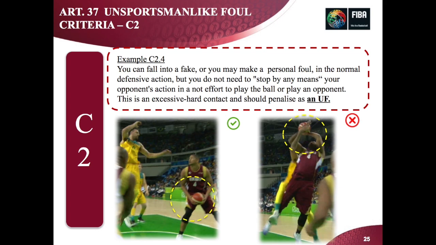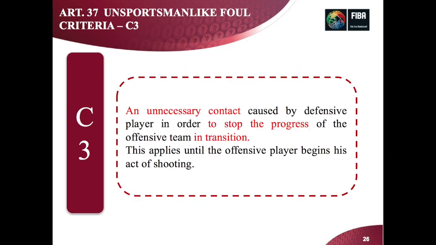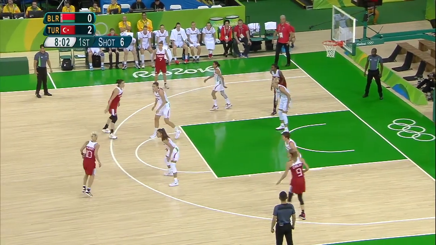As we move along to C3, Bill, this is where it's unnecessary contact caused by a defensive player in order to stop the progress of the offensive team in transition. This, I believe, is going to be one of the biggest changes that we're going to see to the unsportsmanlike foul. And a lot of teams obviously use it to try and stop transition when they don't have enough players back on defence.